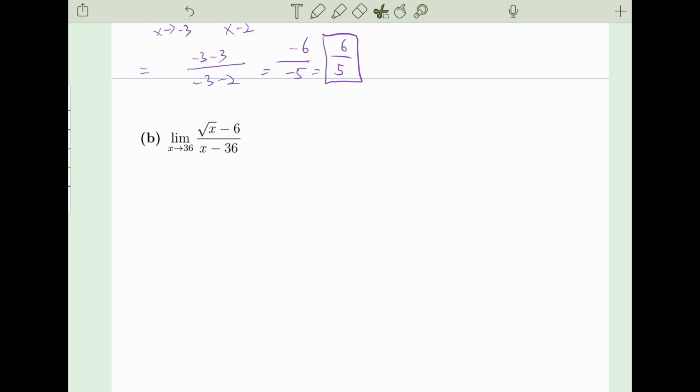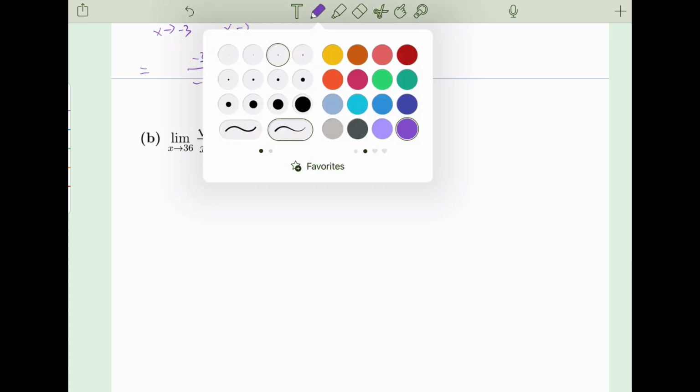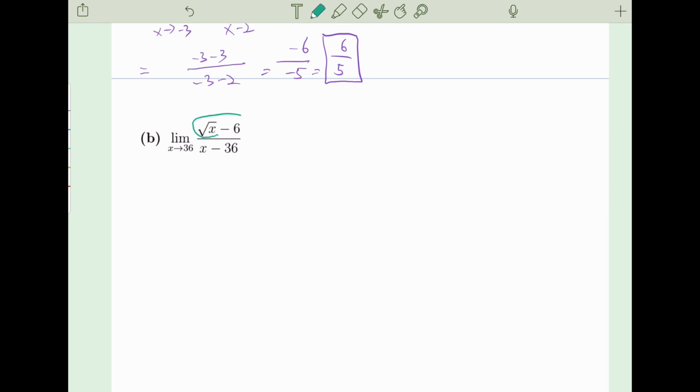Now let's take a look at question B here. For this type of question, you will need to multiply by something called the conjugate. So whenever you see this kind of square root expression, you will need to create the difference of squares formula, so that the square will cancel with the square root.